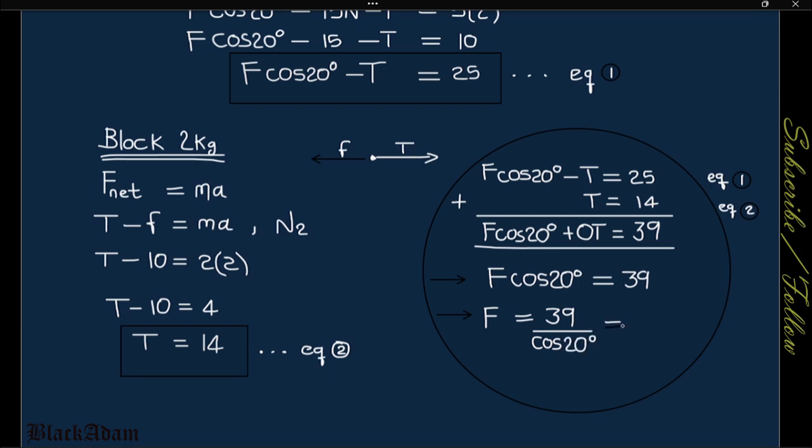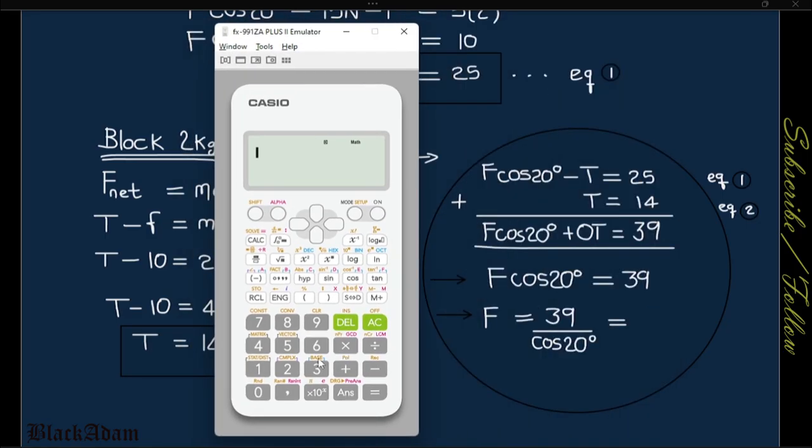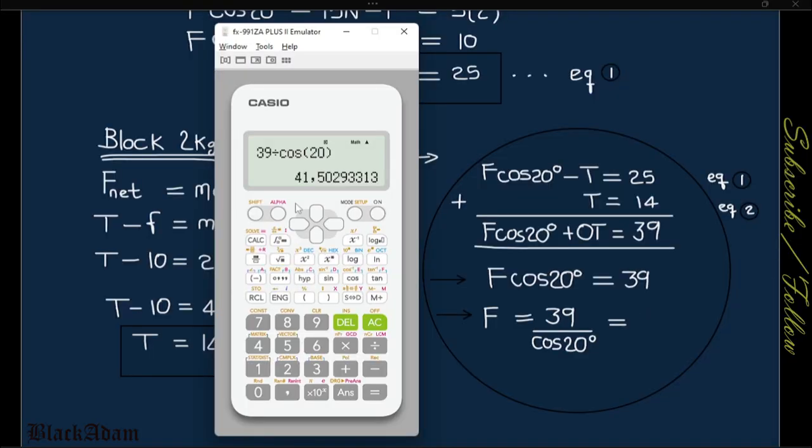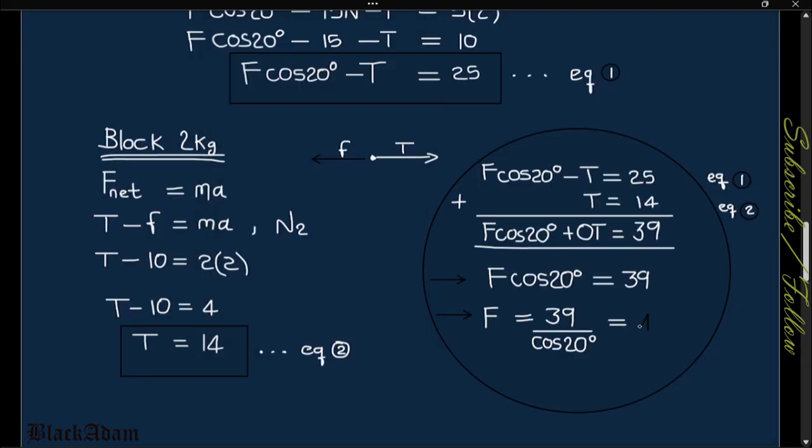Now from there, we use a calculator. You can see 39 divided by cos 20 degrees gives us 41.50. So that's our final answer. We're done. We calculated F.